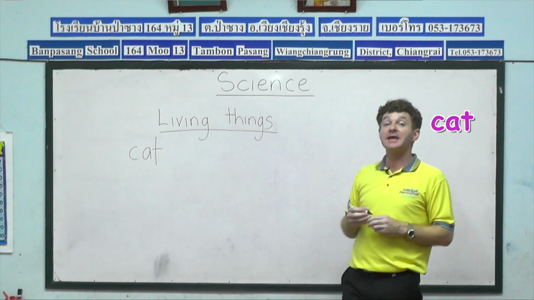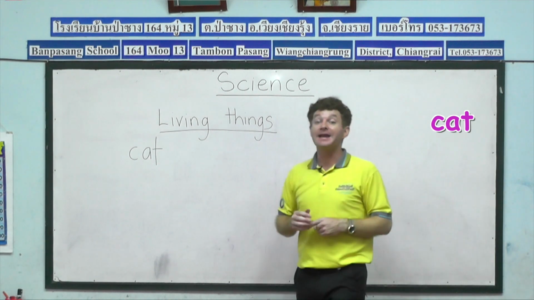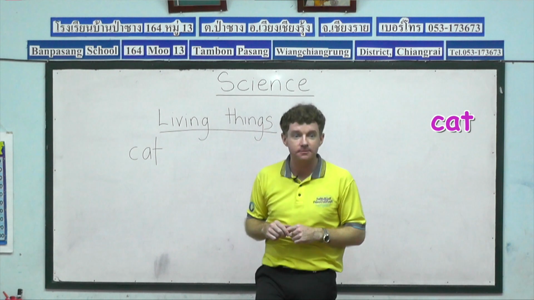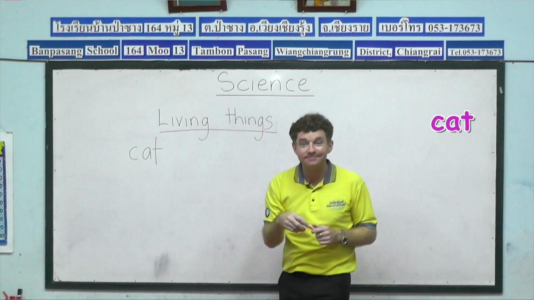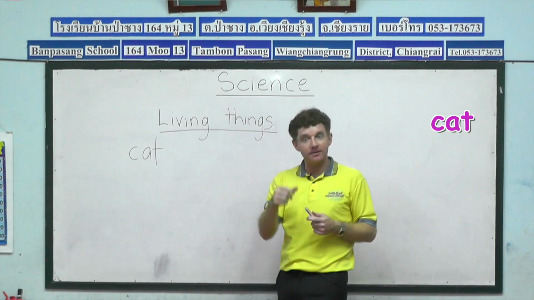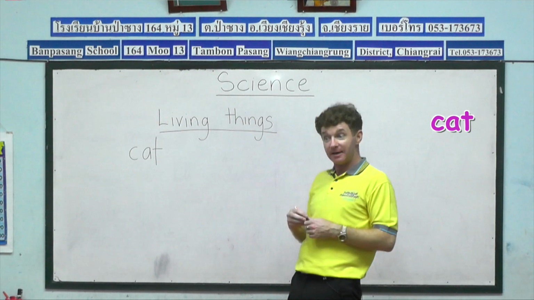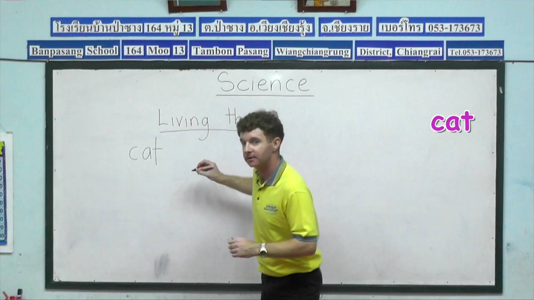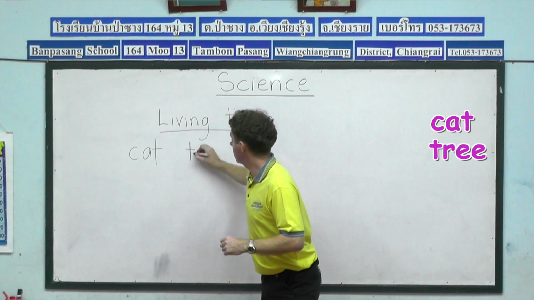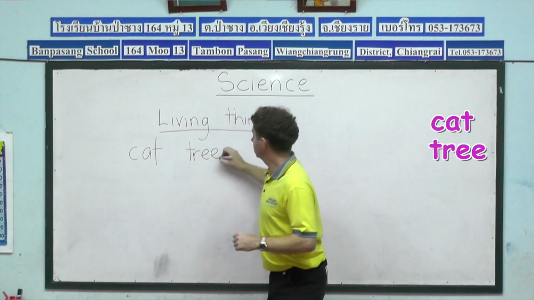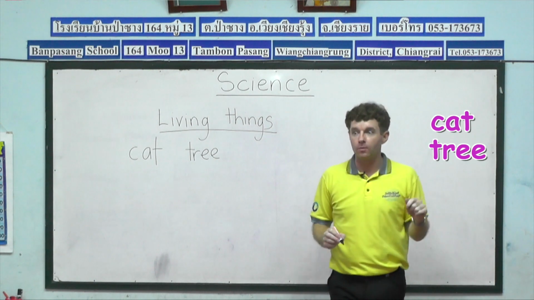So what we're going to do now is we'll have an exercise together. Let's see if we can get 10 different living things. So who's next? Tree. Excellent answer. A tree is a living thing. A tree has life. So how do we spell tree? T-R-E-E. Excellent. So that's 2.